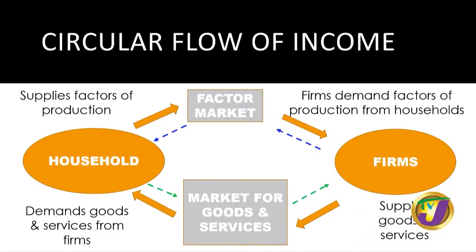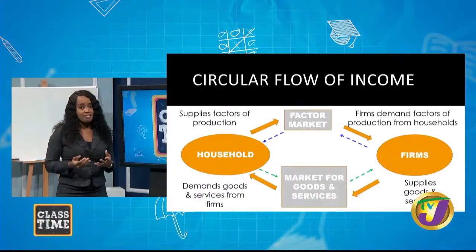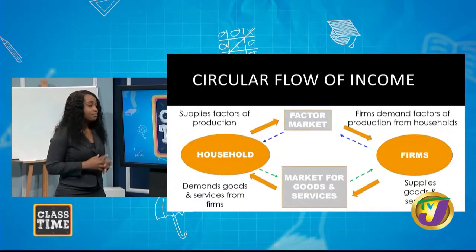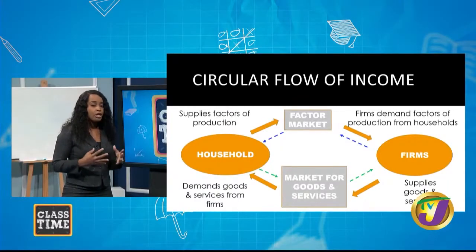The reward for land is rent. The reward for entrepreneurship is profit. The reward for labor is wages, and the reward for capital is interest. So households supply the factors of production to the factor market so that firms can have production, right? Firms need a physical space, they need land, and land is not always physical, but just in this example, they also need workers to produce the goods and services that they want to make. They need capital, machinery, to produce.